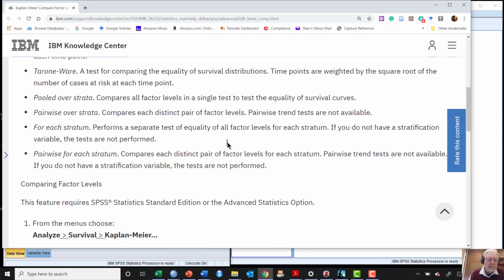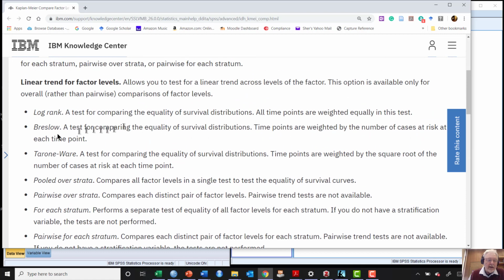Log rank is a test for comparing equality of survival. All points are weighted equally. In Breslow, the time points are weighted by the number of cases at risk. Tarone-Ware weights by the square root of the number of cases at risk at each time point. So at the beginning there are more people, and it's a little bit different. We just use the log rank usually as the simplest, most readily known of the tests.